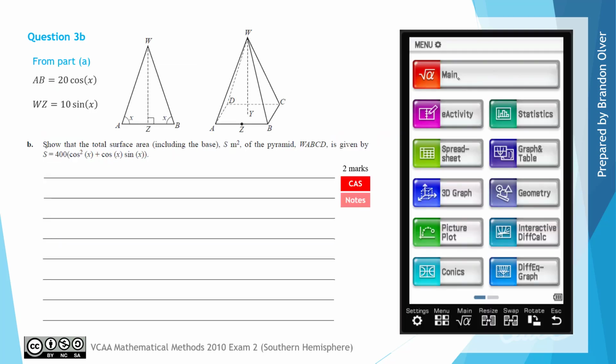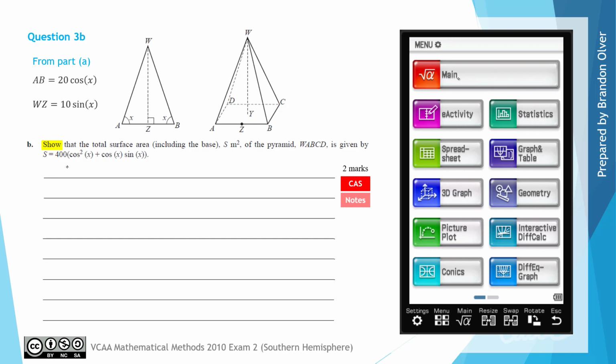For part B, it asks us to show that the total surface area, including the base, of the pyramid WABCD is given by S equals 400, then multiplied in brackets, cos squared of x plus cos of x sine of x. So the word show, or in fact show that, in a maths exam, means that we've got to find that answer by almost pretending like we don't know what it is. So we've got to start at the very start of this question and show that that result falls out.